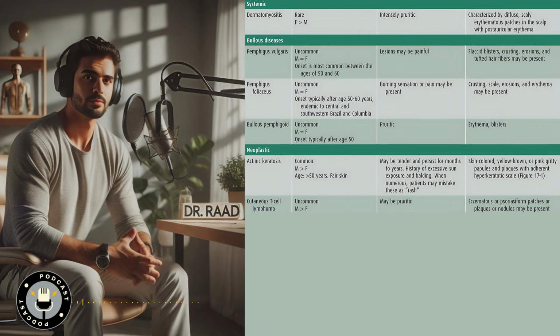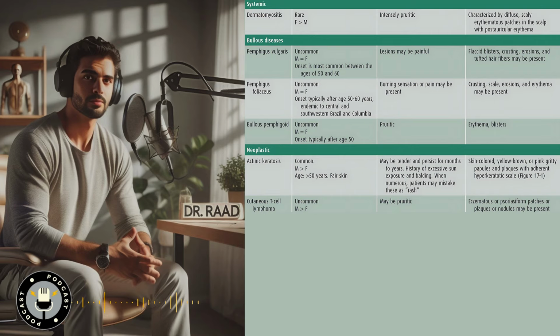Now, let's step into the realm of systemic and bullous diseases, where the scalp conditions are a sign of something more widespread or severe. Dermatomyositis, epidemiology: it's rare and tends to affect females more. Clinical signs: intensely itchy, with diffuse, scaly red patches on the scalp and post-auricular, that's behind the ears, erythema.